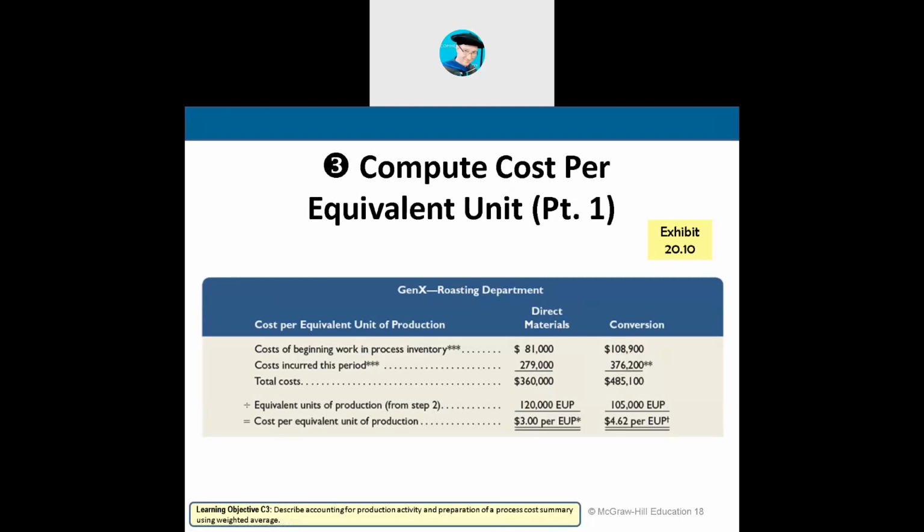Step 3, we compute the cost per equivalent unit. We add up all of our costs to get our total costs, so beginning work in process plus cost during the period, to get total costs. We find the total cost and divide by the equivalent units of production from step 2. Equals the cost per unit, or equivalent cost per equivalent unit, sorry. Do the same thing for both materials and the conversion costs.